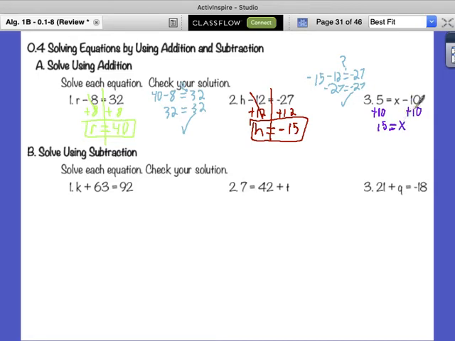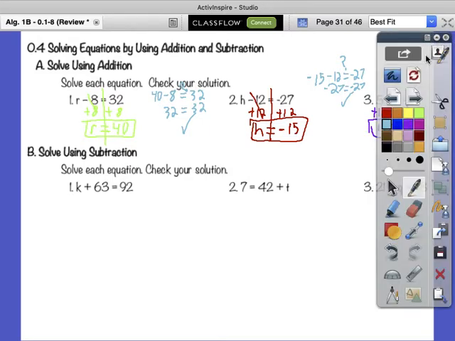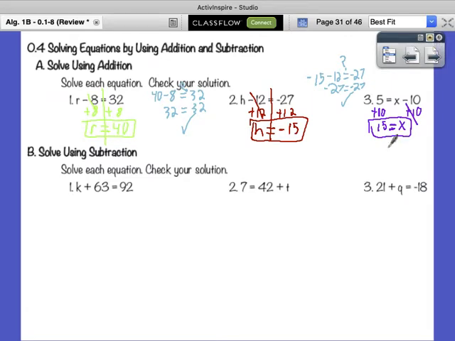What's negative 10 plus 10? 0. 15 equals x. X is by itself now. Now we can go back through and check, right? So 5 equals 15 minus 10. What is 15 minus 10? 5. Does 5 equal 5?